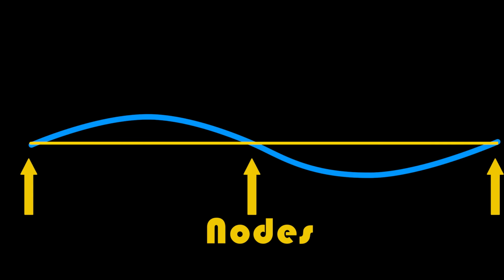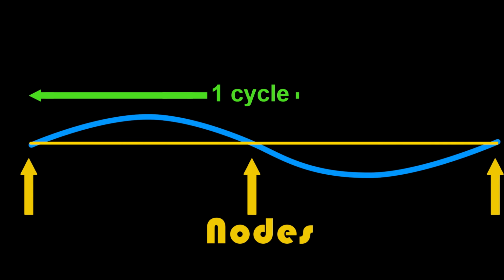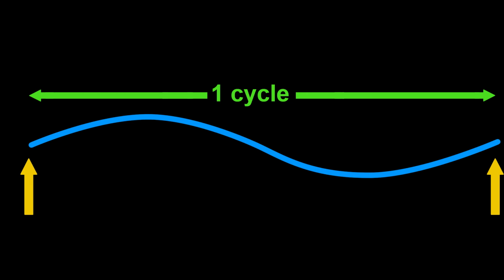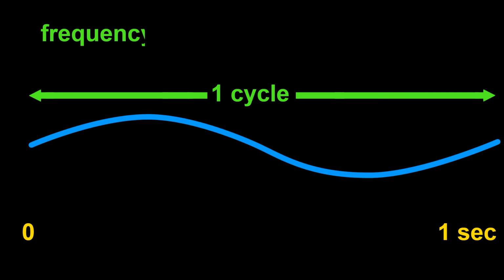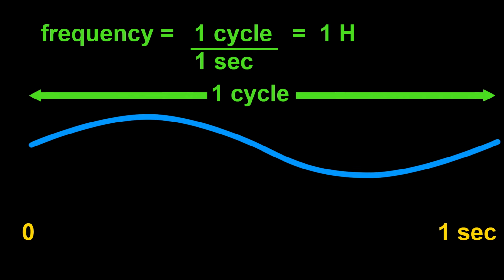If we draw a line through the middle of the sine wave, the points that intersect are called nodes. The distance between the end nodes is 1 full cycle. If it takes 1 second to travel from the far left to the far right node, we say this sine wave has a frequency of 1 cycle per second, or 1 hertz, abbreviated Hz.